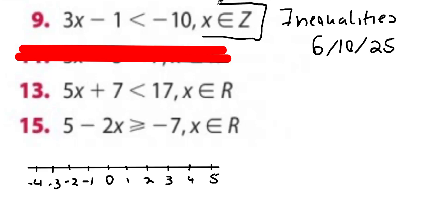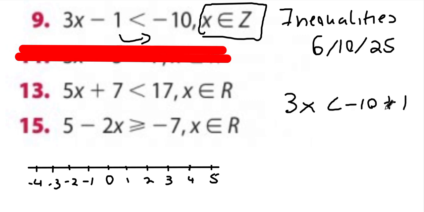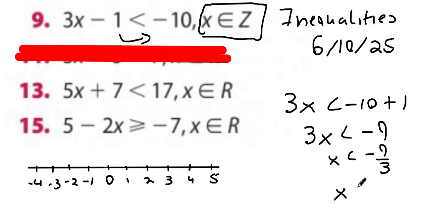It's x is an element of Z, so that means you're doing dots, positive or negative whole numbers. Agreed? Now bring the 1 to the other side and what happens? Minus 10 plus 1. Add minus 10 plus 1. Then divide by 3, because 3 is a multiplier on the left, which makes it a divider on the right. Then we get x smaller than minus 3.